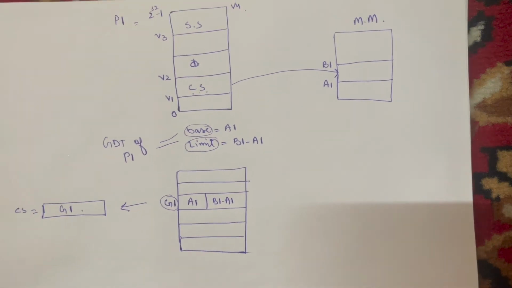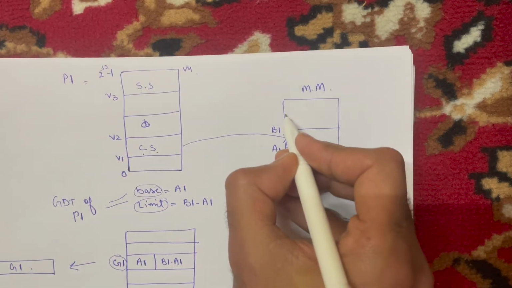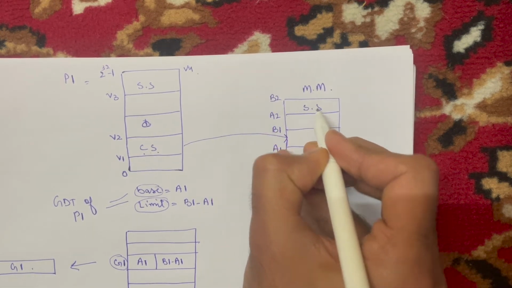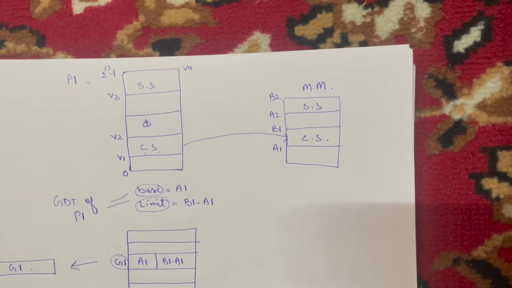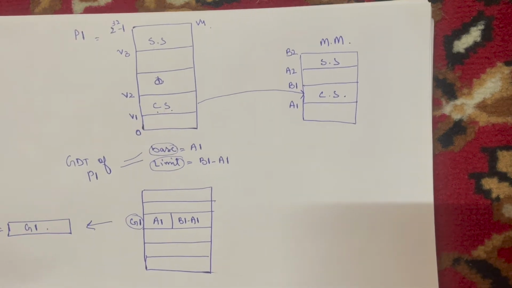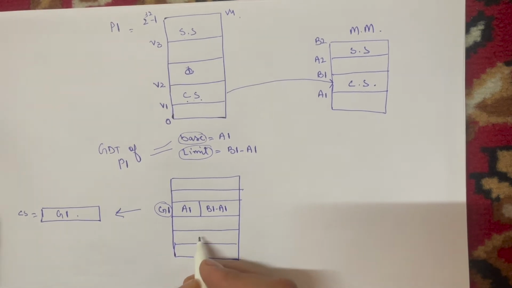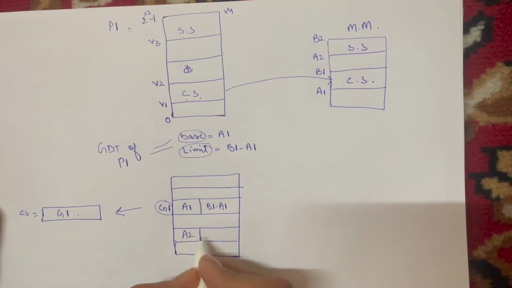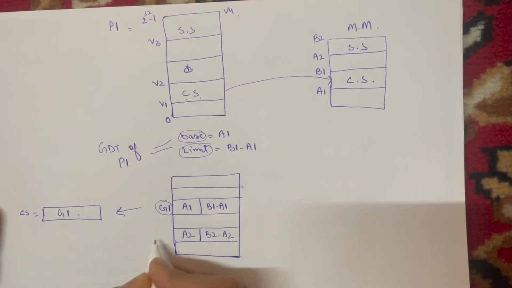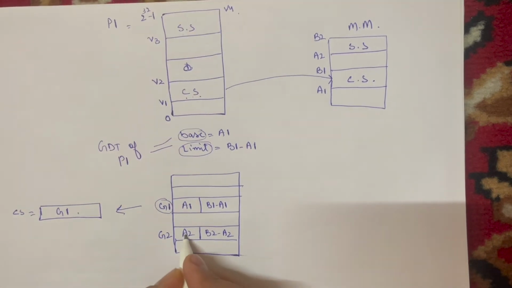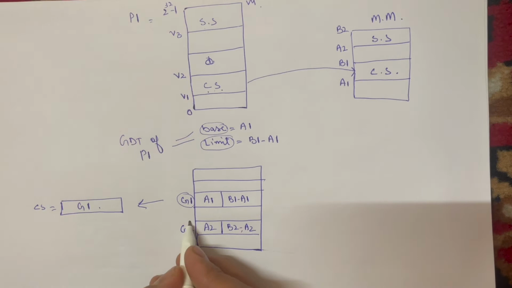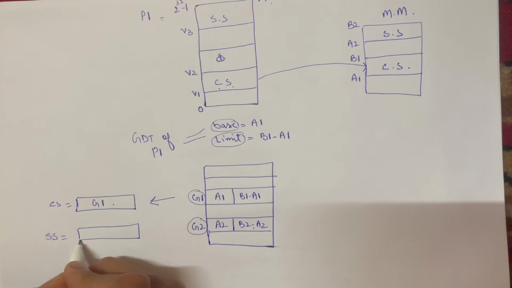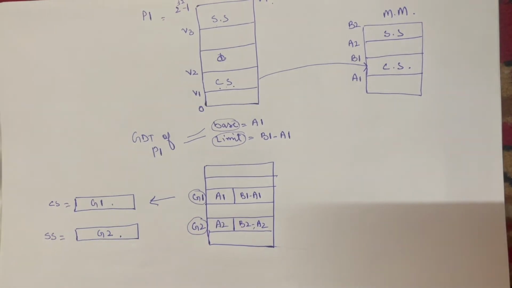Fine. Likewise, let's suppose the stack segment is placed here, whose starting address is A2 and ending address is B2. I have placed the stack segment here, and here I have the code segment. Then I will find another entry in the GDT, G2, and place A2 and B2 minus A2. So it is the base and limit of the stack segment, and this address I will store in a special register called the stack segment register. Fine.